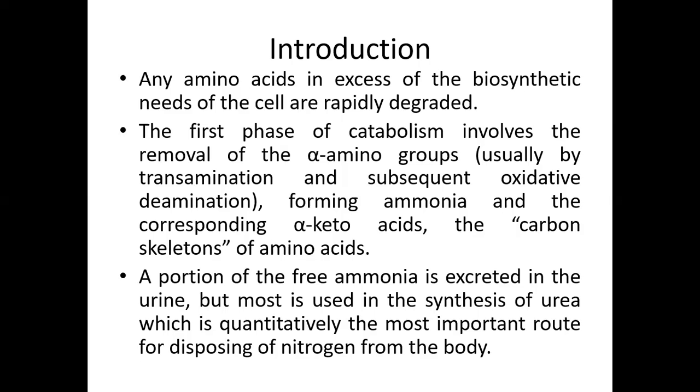The first phase of catabolism involves removal of amino groups. If you look at the general representation of an amino acid, there is an amino functional group, and the remaining part of the amino acid is called the alpha keto acid or carbon skeleton. Usually the amino groups are removed by a process called transamination, and there is also oxidative deamination that you can use to remove the amino group. After that, the amino group is now in the form of ammonia, and the remaining part of the amino acid is called alpha keto acid, or carbon skeleton.